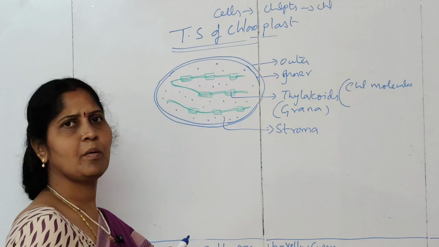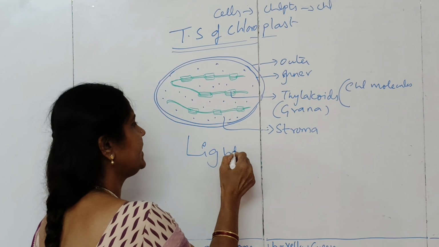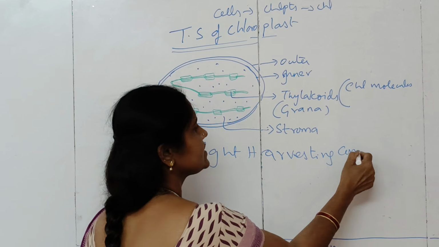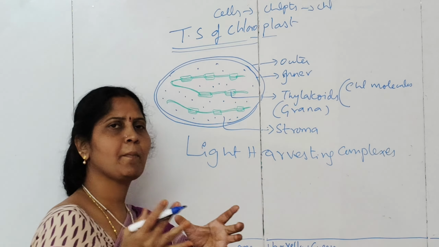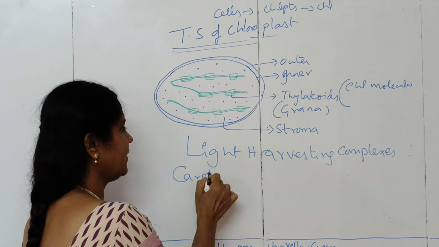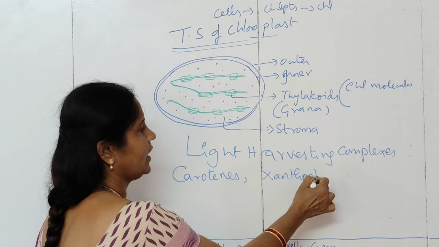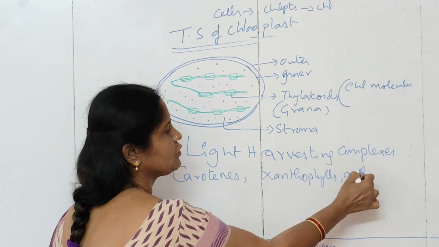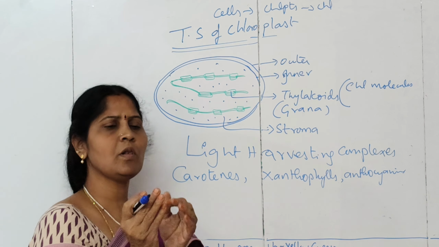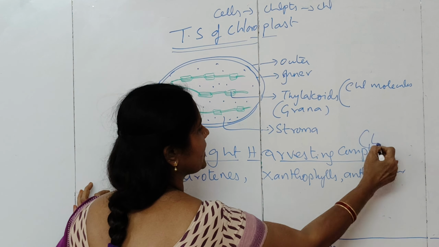How are these chlorophyll molecules present? Chlorophyll molecules are present in structures called light harvesting complexes. Different pigments will be there, not only chlorophylls. Carotenes are orange in color, xanthophylls are yellow in color, and anthocyanins are purple in color. All these different pigment molecules bundle together with the chlorophyll molecules and are present in the form of light harvesting complexes, or LHC.